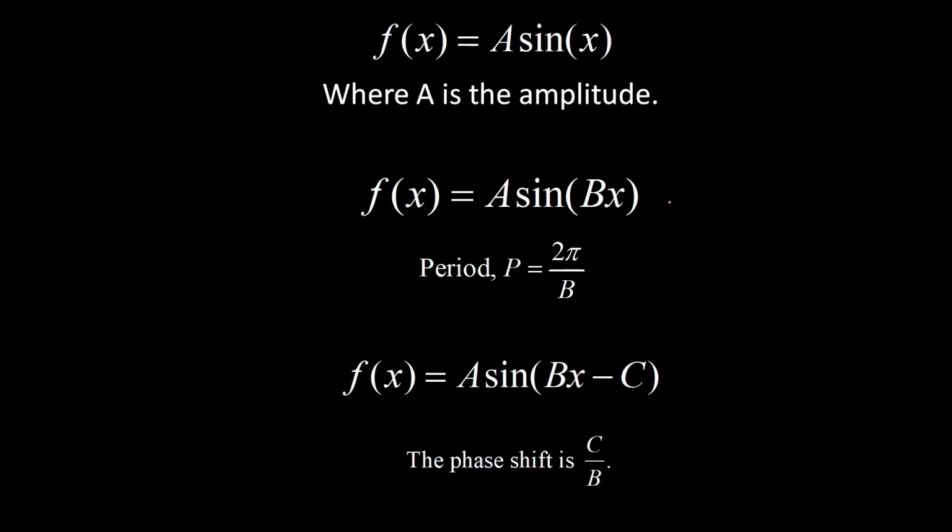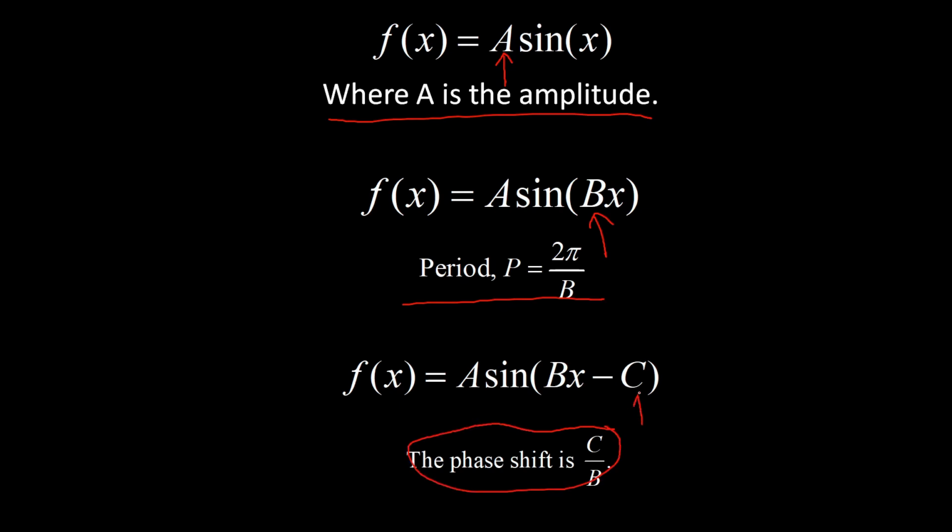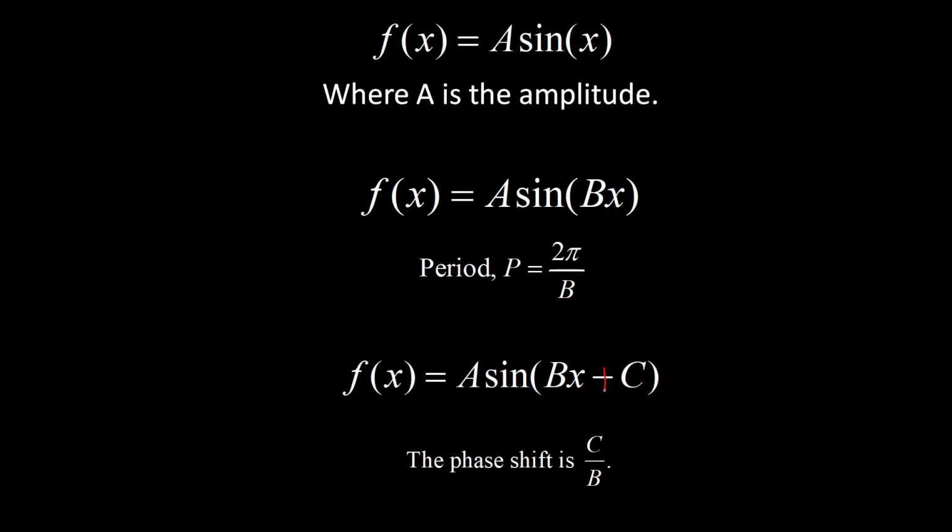So now here's where we're at. A is the amplitude, multiplying a function. B affects the period when you multiply the input. The phase shift is C over B. And you get a phase shift when you subtract or add a number from the input. If your number is subtracted from the input, that moves the function to the right. If you add a number to the input, that moves the function to the left.